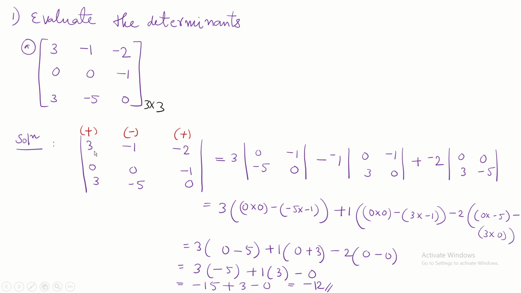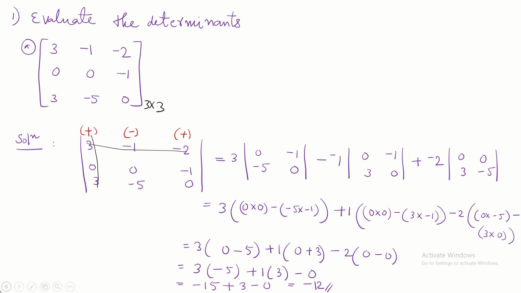So here 3, -1, -2, 0, 0, -1, 3, -5, 0. First I'll write this 3 as it is, and the row and this column are removed, ignored. So the rest of the elements 0, -1, -5, 0, I have written here.